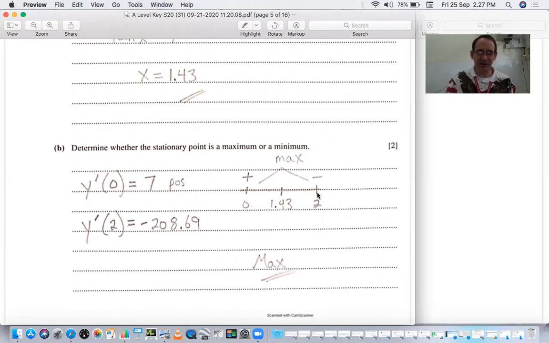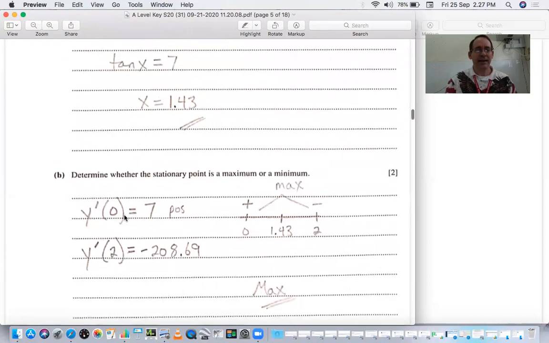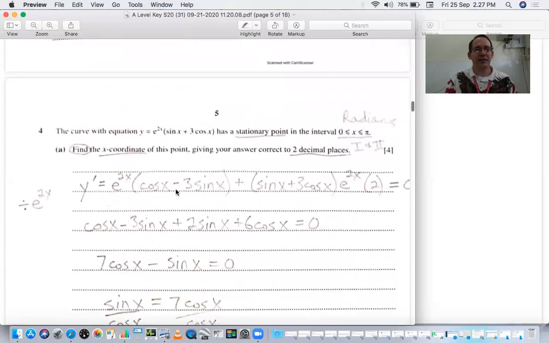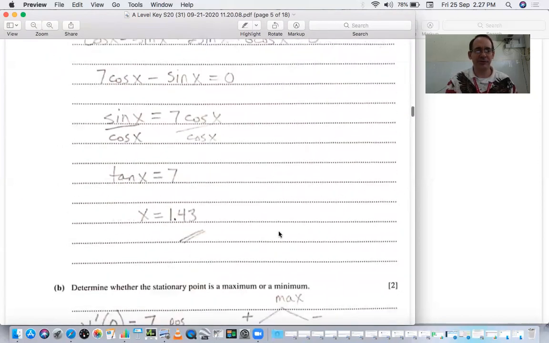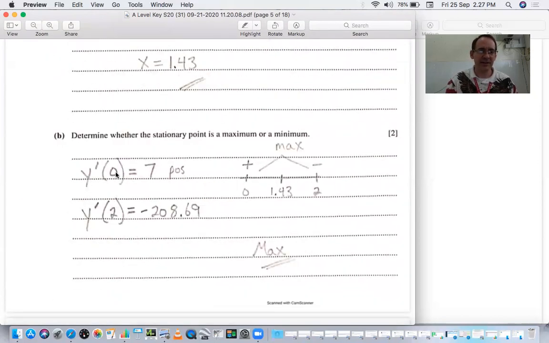I chose 0 and 2. You don't have to go that far away. You could choose 1.42 and 1.44 if you wanted to. But I chose 0 and 2, and I plugged them into the first derivative. Remember, first derivative represents slope. So I plugged it into this first derivative and come up with 7 for evaluating at 0, and come up with a negative 208.69 when evaluated at 2.